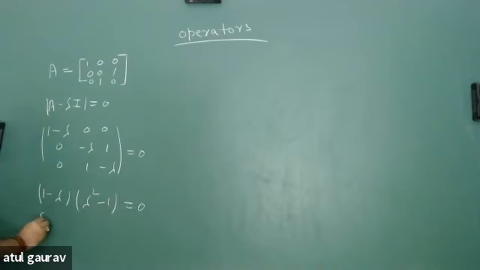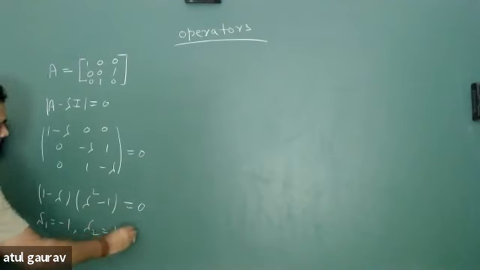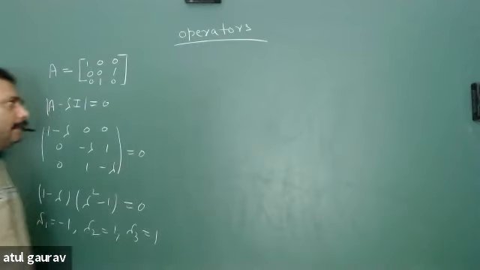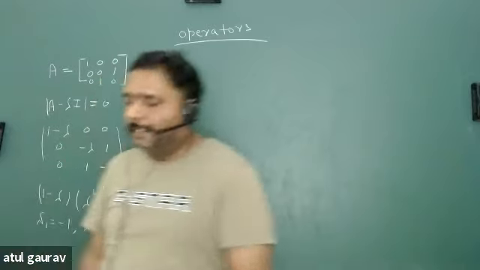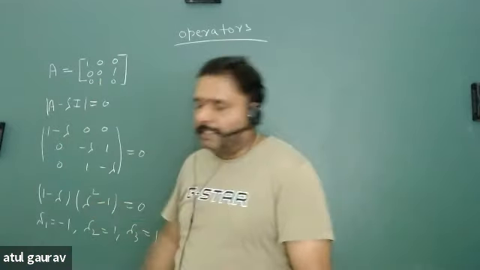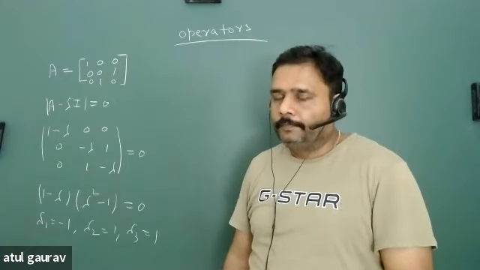So what should be the lambda? Lambda 1 is equal to, let's say, minus 1. Lambda 2 is equal to 1. Lambda 3 is also equal to 1. So what we have is that this one is non-degenerate and these two are degenerate. So obviously, let's go for finding the eigenvector for the non-degenerate eigenvalue, that is lambda 1 equal to minus 1.